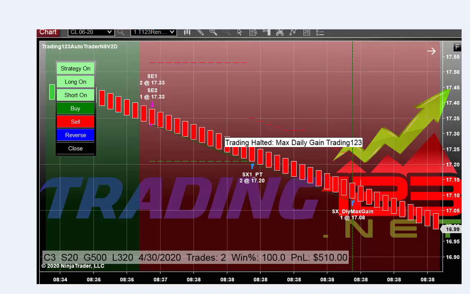We're trading 3 contracts, stop at 20, goal 500, and we're risking 320. So the market sold off and we hit our first profit target, which was 13 ticks.